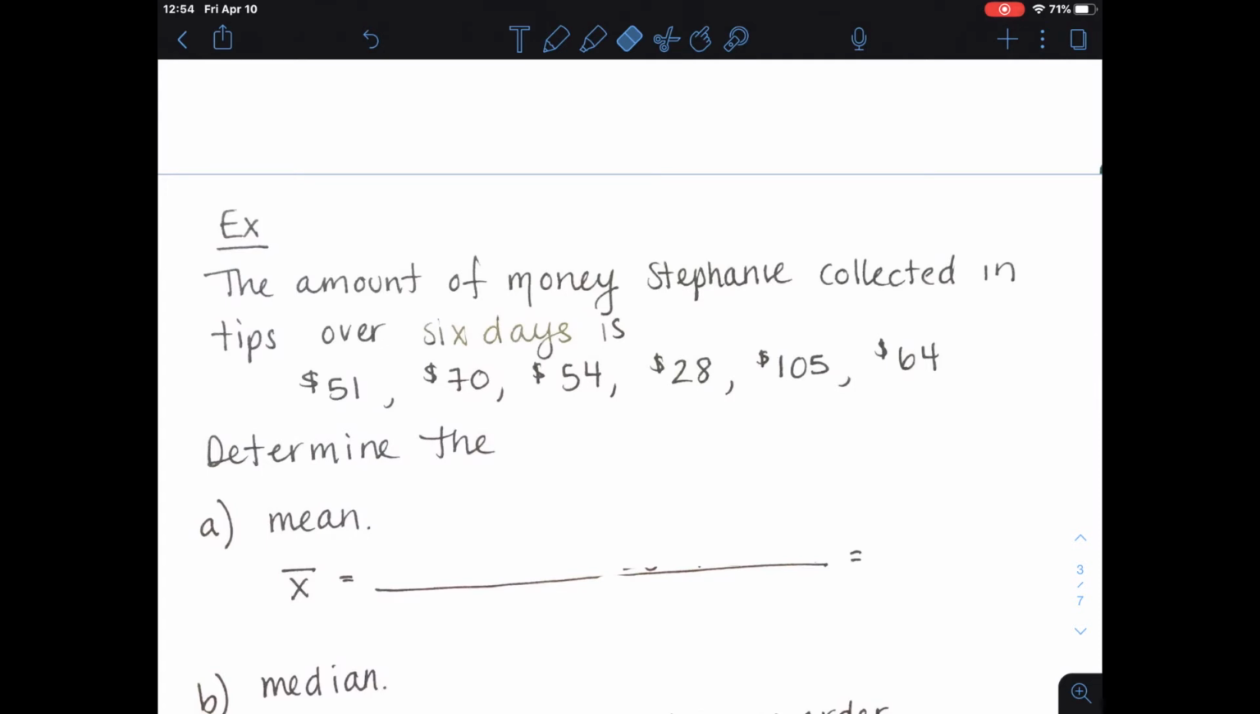So the first thing we're going to do is find the mean. That order doesn't matter. You're just adding everything up. And then there's 1, 2, 3, 4, 5, 6 days we collected data from. So you're going to divide this by 6. If you add all that up, it'll be 372 over 6. She'll have earned on average $62.